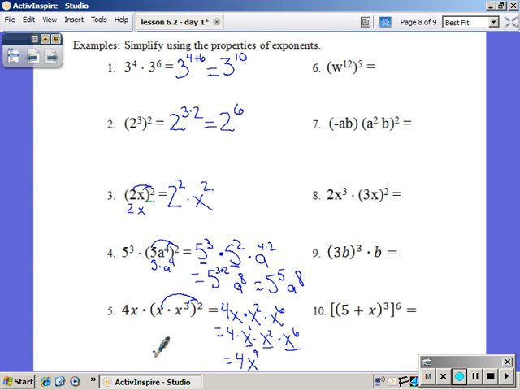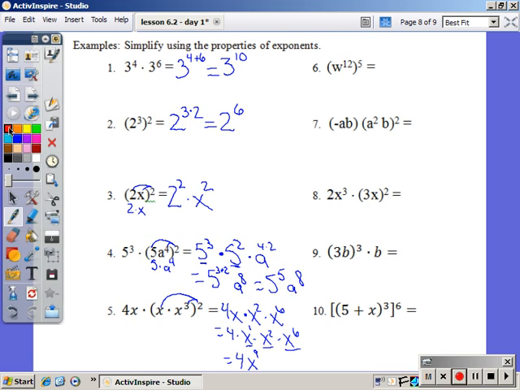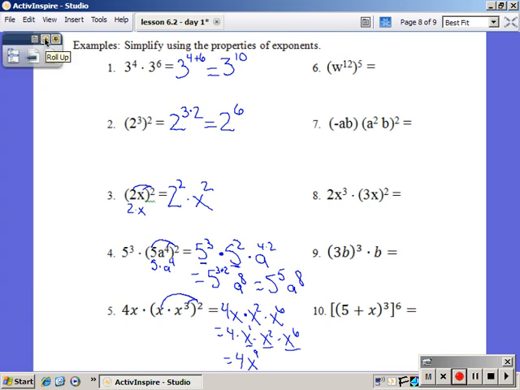Now, I did mention that there was another way of doing that same problem. Again, usually we start inside a set of parentheses. Well, look in this parentheses. This 4x coming along. But I can put these 2 x's together. X to the first times x to the third is x to the 4th. Use your product of powers.